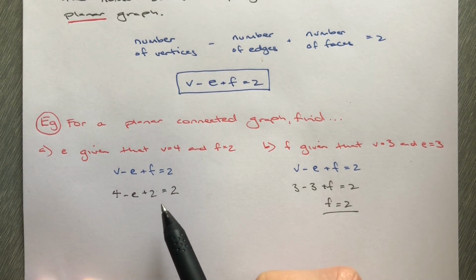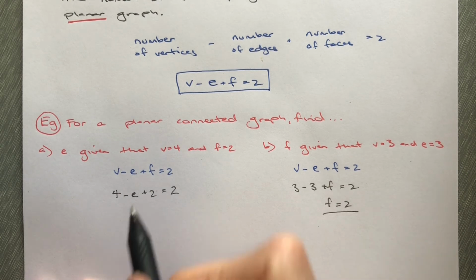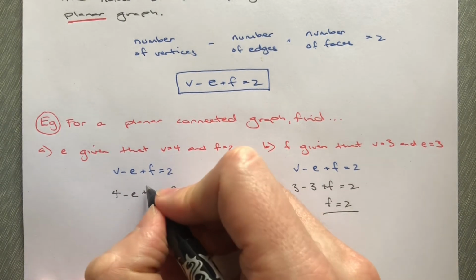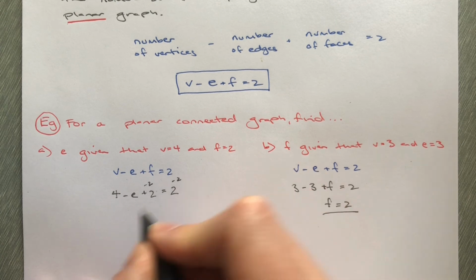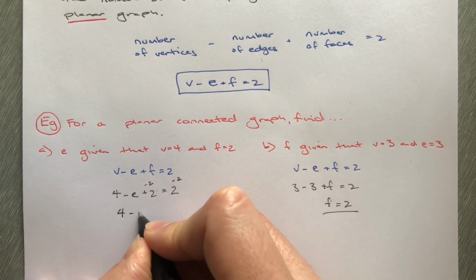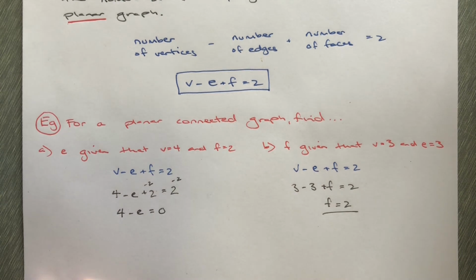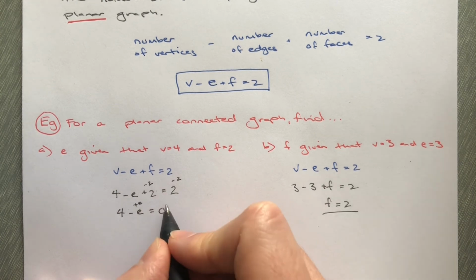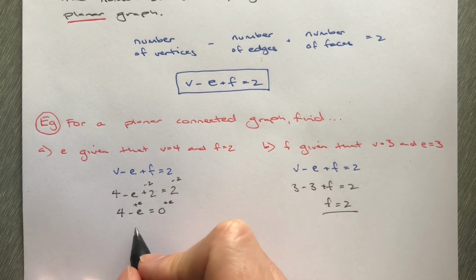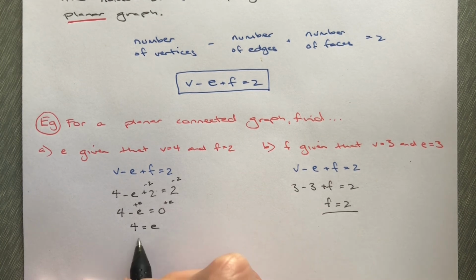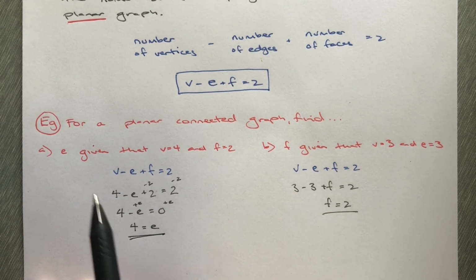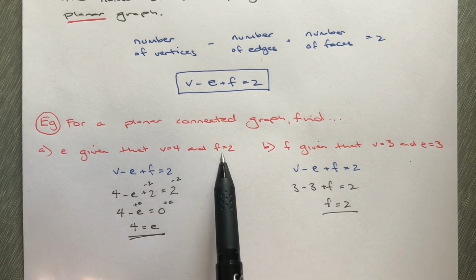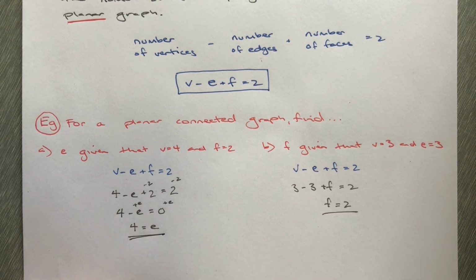Alright, what I might do is move that 2 over the other side. So I'm going to take away 2 there, and if I do it to one side, I do it to the other side as well. That leaves me with 4 minus E equals 0. I don't want a minus E here, I want a plus E. So if I add E on this side, I have to do it to the other side as well. That means they're going to cancel out, and we're going to have 4 equals E. So we just worked out that the value of E is going to be 4 for a planar graph that has 4 vertices and 2 faces. And that's it for today's lesson.